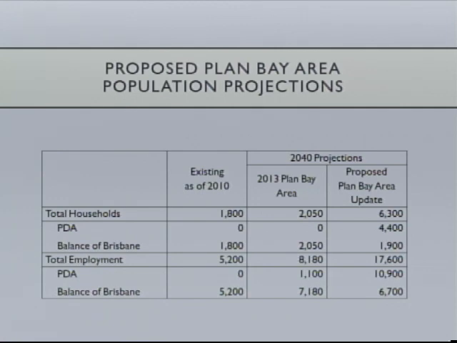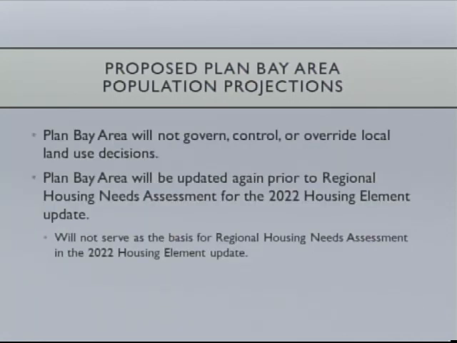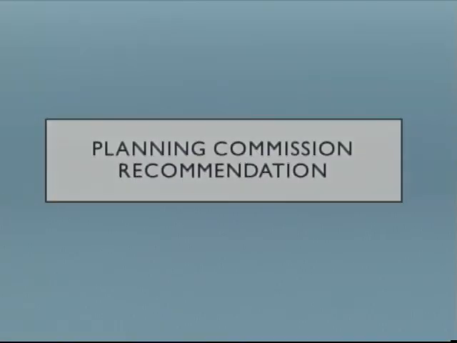There will be another update to Plan Bay Area before you would look at what are the regional growth projections that we as a community would need to accommodate. So Plan Bay Area will not govern, control, or override your local land use decisions. It will be updated again prior to 2022, but the 2021 update will set your housing objectives for your housing element update that will need to be done in 2022.